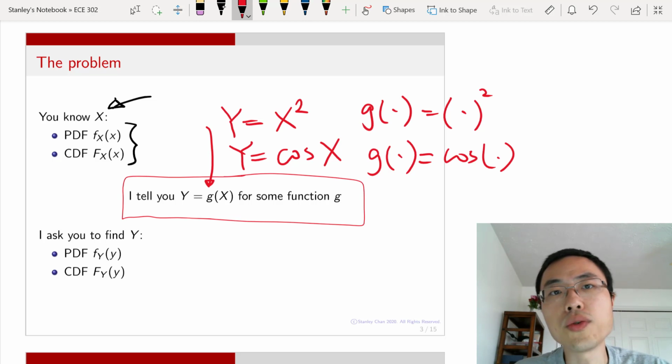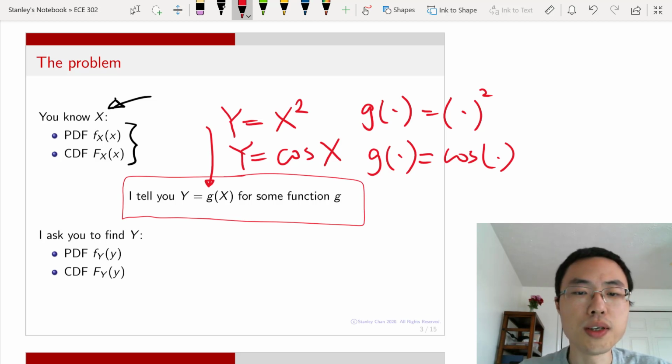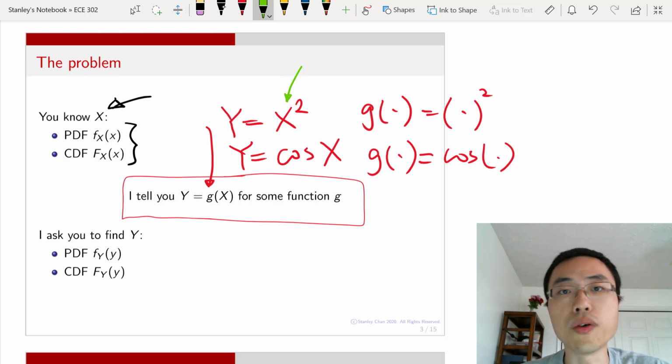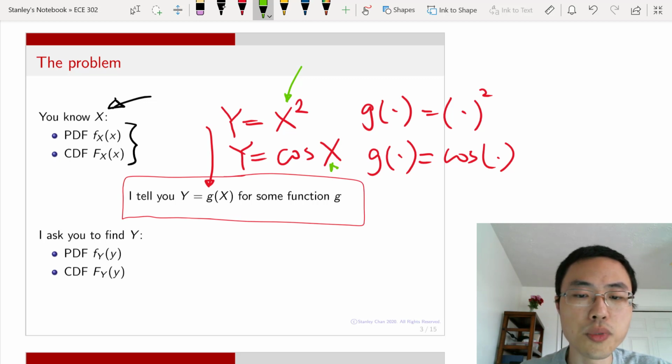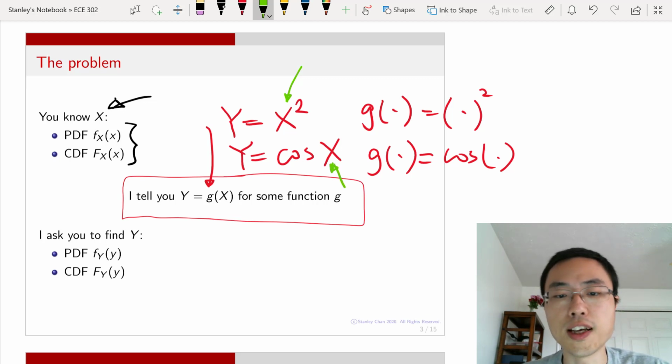Now you may wonder, why do I need to encounter this problem? Does it actually show up in engineering problems? It does. It actually shows up everywhere. For example, here in this example, you have voltage. You take the square, you times the resistor, you get the power. In this example, where you have a phase, let's say you have a theta, and then you take a cosine, then you will get a modulation of your phase. So all these problems, they show up very often in engineering problems.